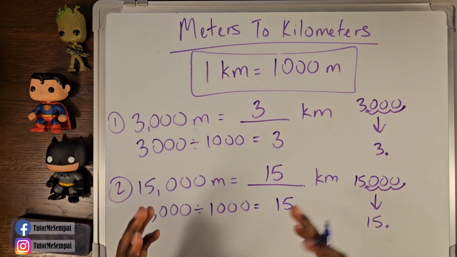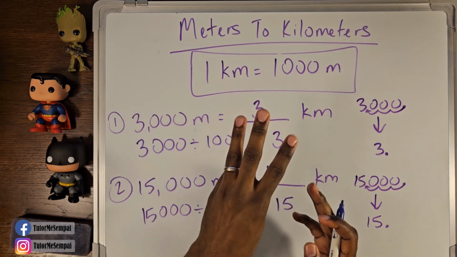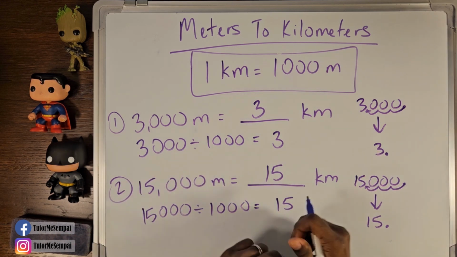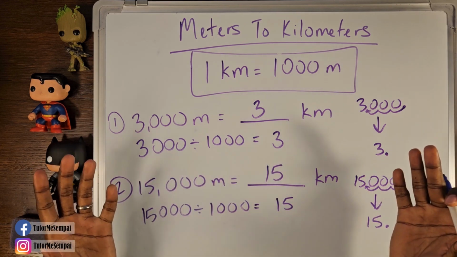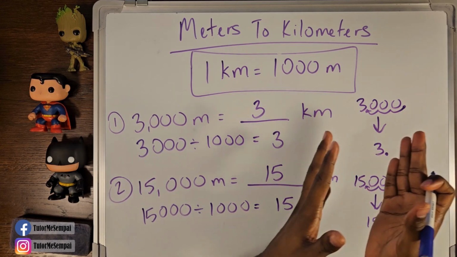So when you're converting your meters to kilometers, you can just move your decimal 3 places to the left. If you don't have a decimal, just put it at the end of your number. But if you need to do the math, show your work, just do your division. So now that we've talked about how to convert your meters to kilometers, let's move on to converting our kilometers back to meters.